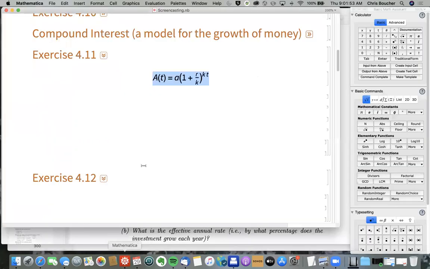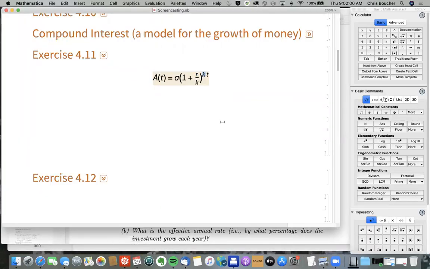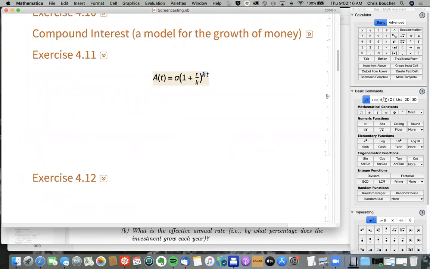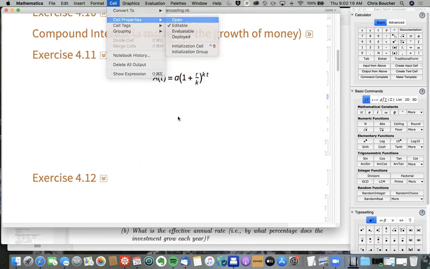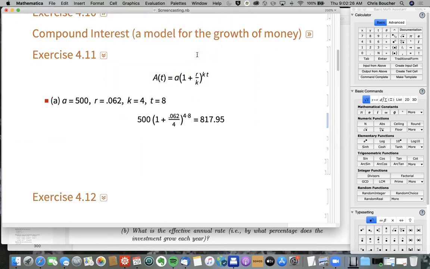So all we have to do here is identify the pieces of the problem, right? A is the initial amount, so that's the $500. R is the nominal rate, that is the 6.2%. K is the number of compoundings per year. So in this case, we're compounding quarterly, so K is 4, and T is the number of years, which is here 8. So I just take all of those values, plunk them into the formula, right? So there are my A, R, K, and T values, and when I plug them in, hopefully that's the next cell, yes indeed. It looks like this.